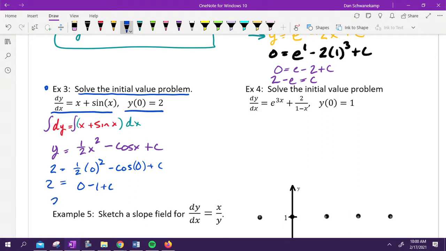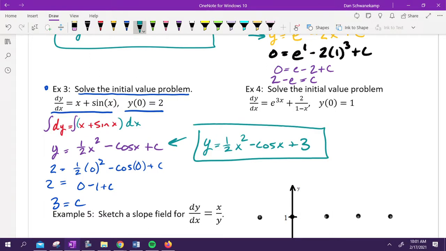We're going to add 1 to the other side. So 3 is equal to c. So the answer to my question, what solved the initial value problem? Again, they're going to say this like 50 different ways, but solving the initial value problem means get this guy right here: y equals 1/2 x squared minus cosine x. But instead of plus c, go ahead and fill in what the c is. The c is plus 3.